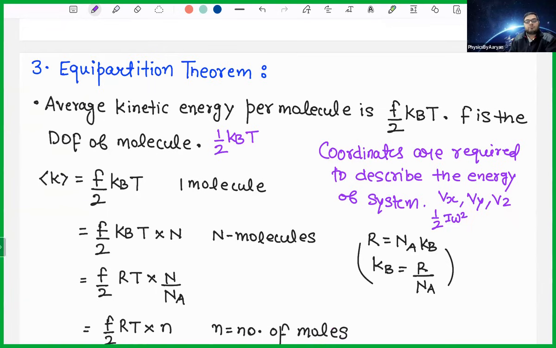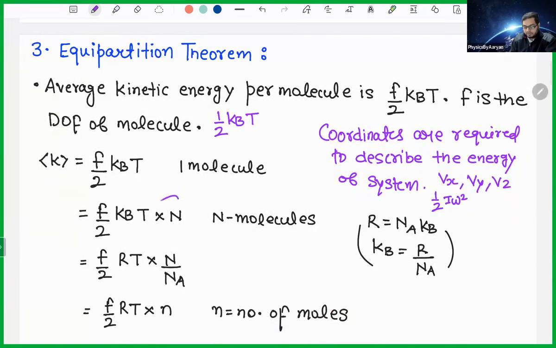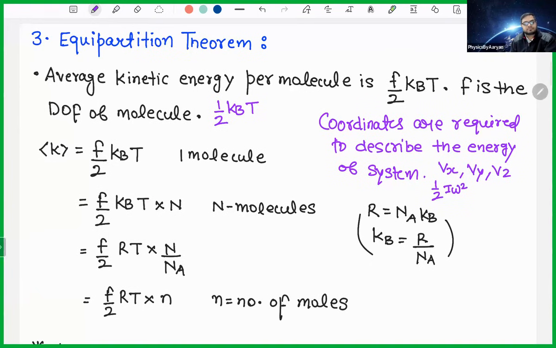If you have n number of molecules, you simply multiply it with the n. It gives you F by 2 n kBT. Sometimes the number of molecules is not given. Number of moles is given.